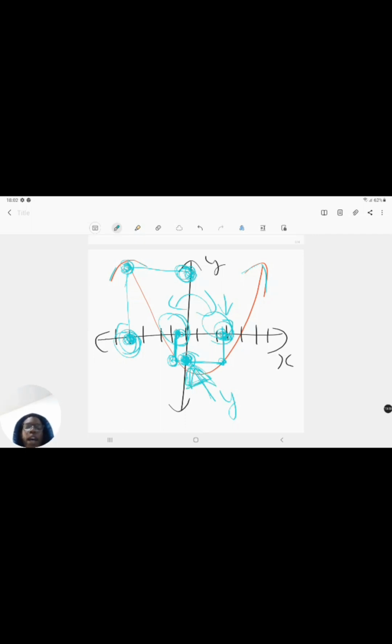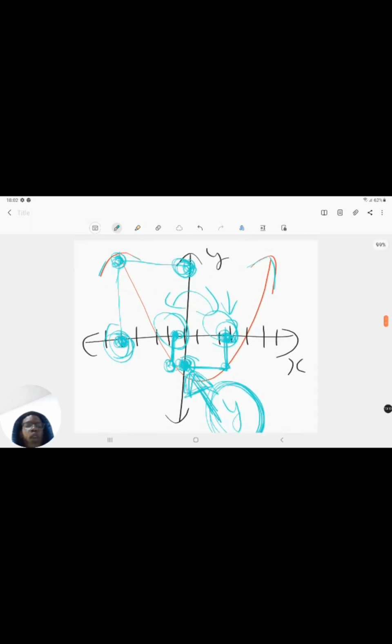This is still a function. Why? Because we only have one y value. The y value is the one that's got to be unique. The x values don't have to be unique for the same y value, but the y value has to be unique for different x values or for the same x value. Okay, so this is why this is a function.